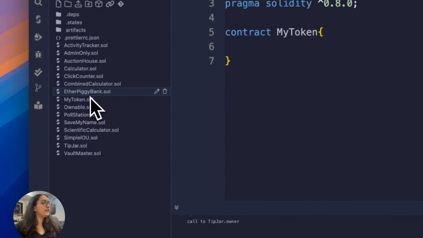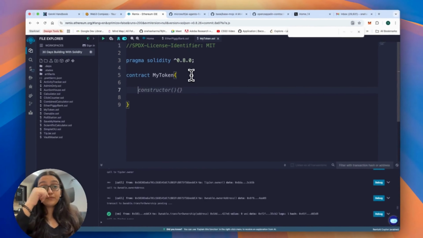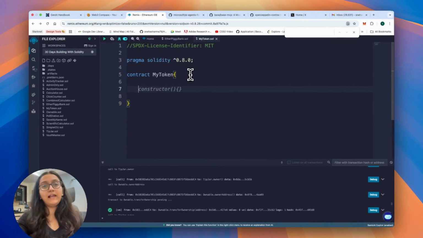Okay, I've already created the file. So as of now, we've built calculators, wallets, piggy banks, and even an ETH wall, talking about ownership, inheritance, and all of that. And along the way, we've learned so many concepts, okay? So now, instead of just holding or moving around ETH, we wanted to create our own token, right?